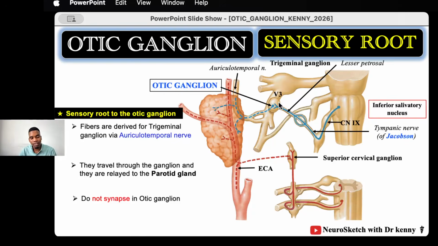Listen, because they are sensory, they are coming from the peripheral nervous system to the central nervous system. They are coming from organs, all the way from the sense organs, all the way to the central nervous system, or to the center. So these fibers are passing through the otic ganglion. They do not synapse within the otic ganglion. They are going to find their own ganglion, which is called the trigeminal ganglion. The trigeminal ganglion is also called the semilunar ganglion, and these sensory fibers do not synapse within the otic ganglion. They are going to synapse within the semilunar ganglion.